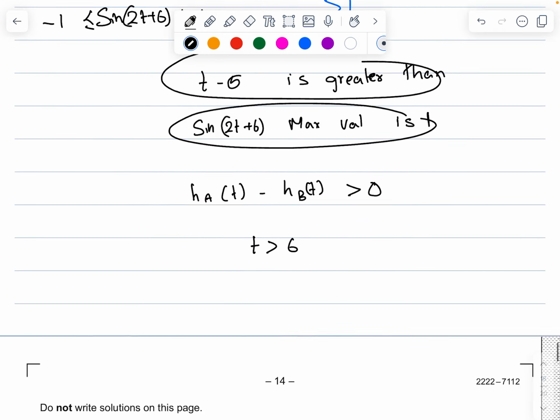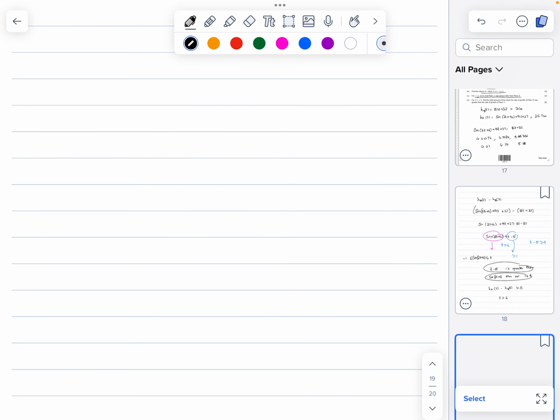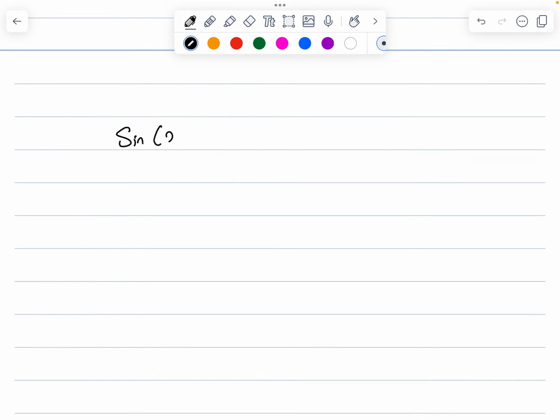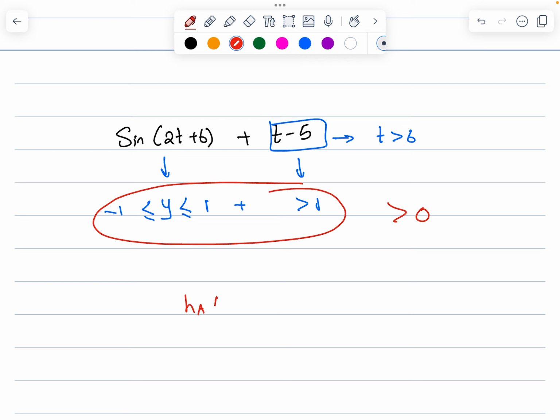Better to understand in a clear way once again. We got sine of 2t plus 6, plus t minus 5. This value, let it be y. The sine value lies between negative 1 and positive 1, and t minus 5 for t greater than 6 is always greater than 1. So we can see that the sum of all this will always be greater than 0. So h_A of t minus h_B of t will always be greater than 0, so h_A of t is greater than h_B of t. That's going to be the answer.